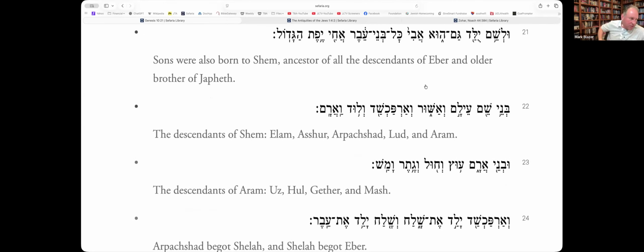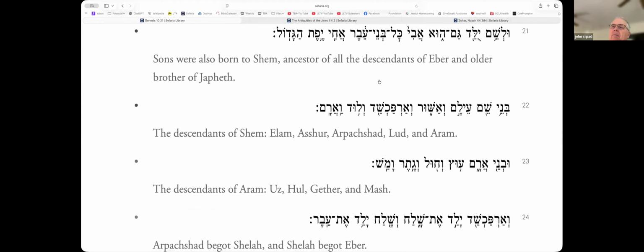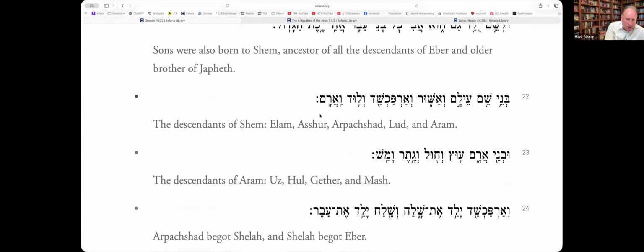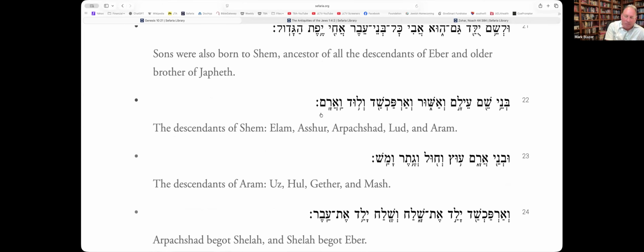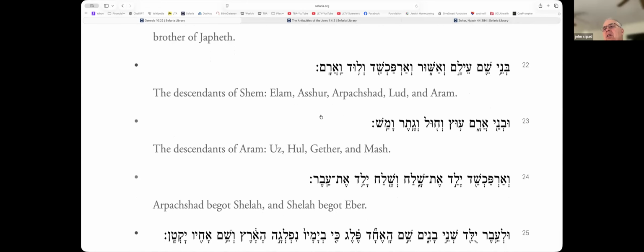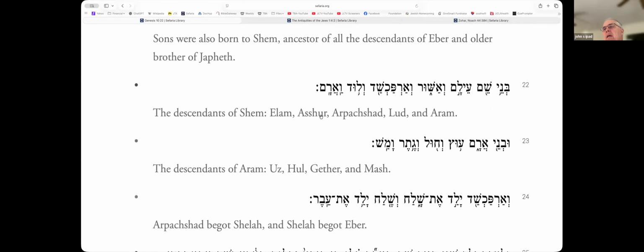Let's go through the rest of the offering. I'll read some midrash about that, because it'll be interesting to think about what the rabbis thought long ago. When we get to Avram, maybe some of it will come out. We do have a little bit more midrash to get to today. Sons were also born to Shem, ancestor of all the descendants of Eber, and older brother of Japheth.